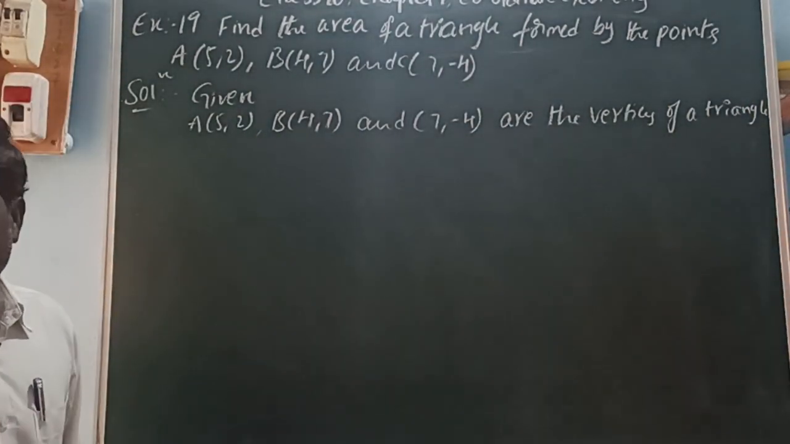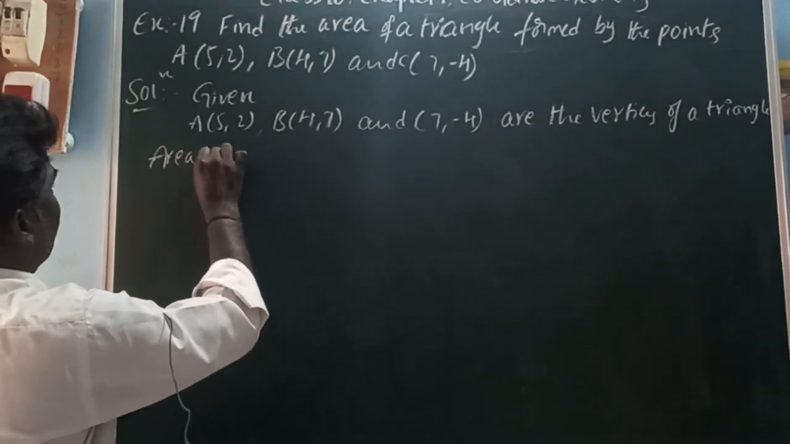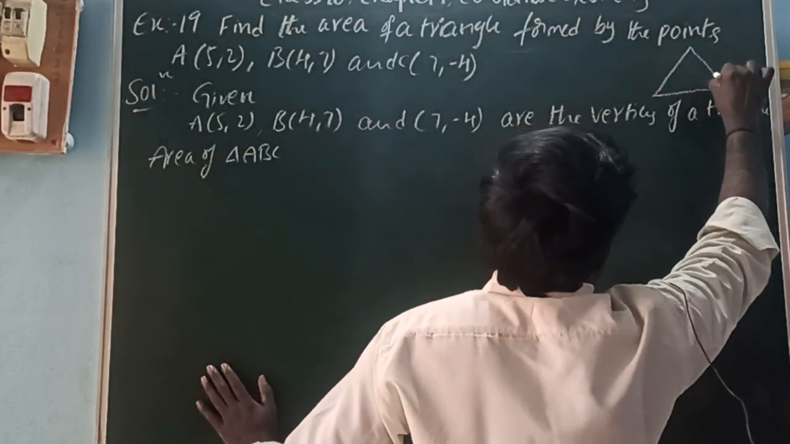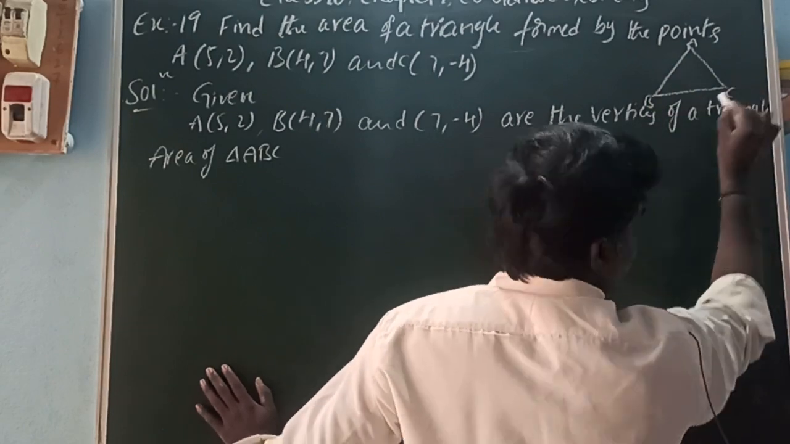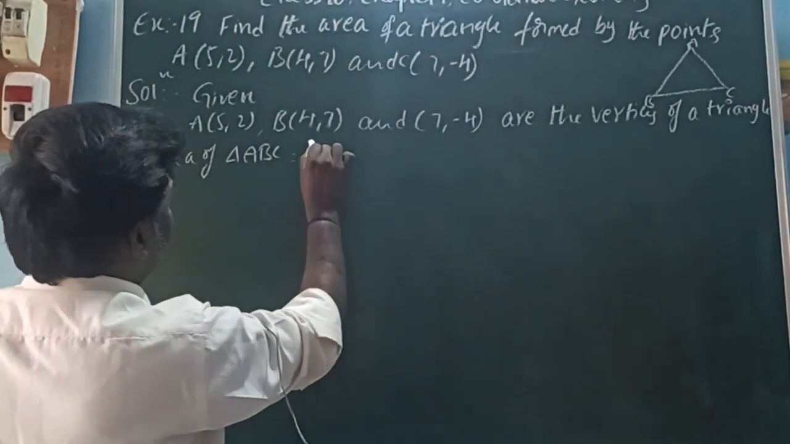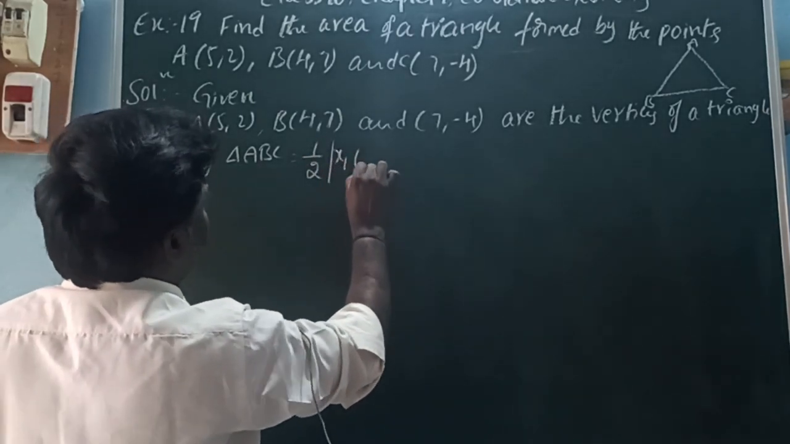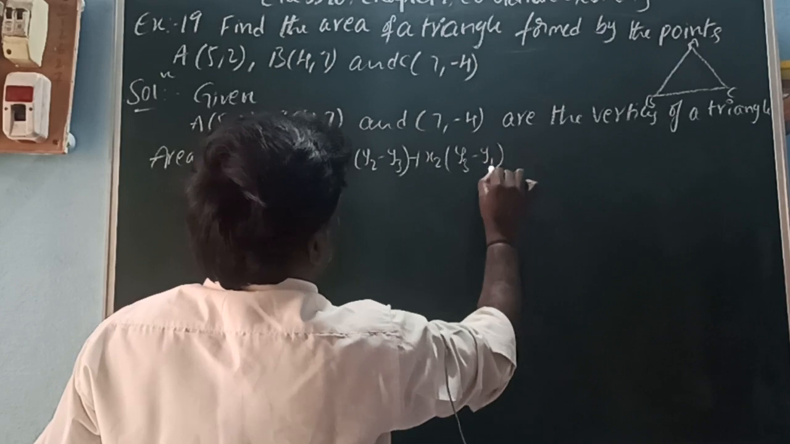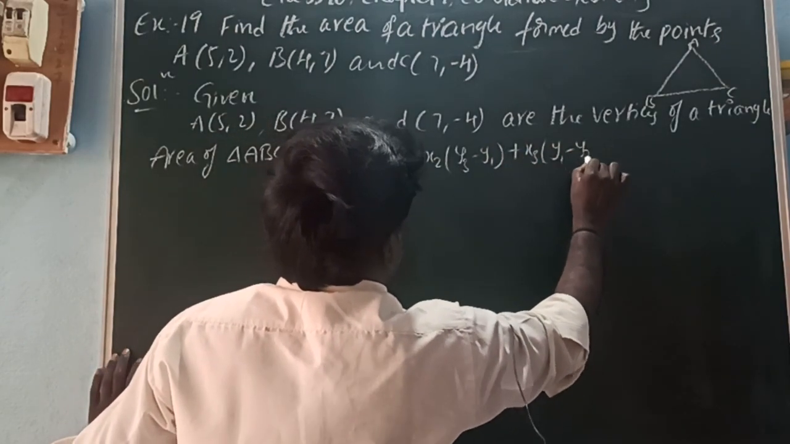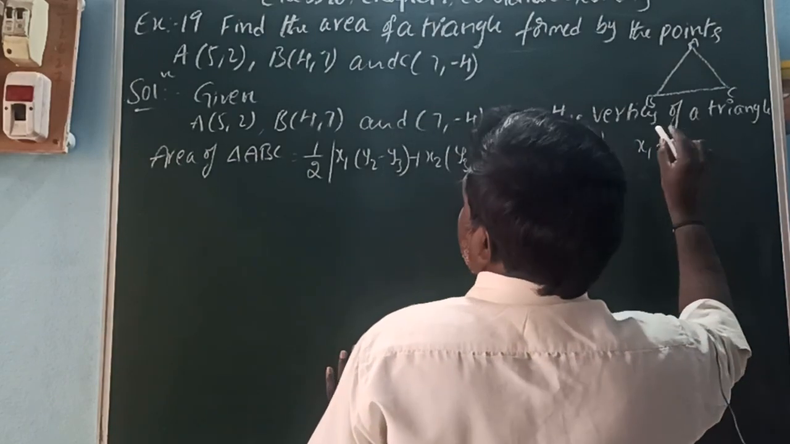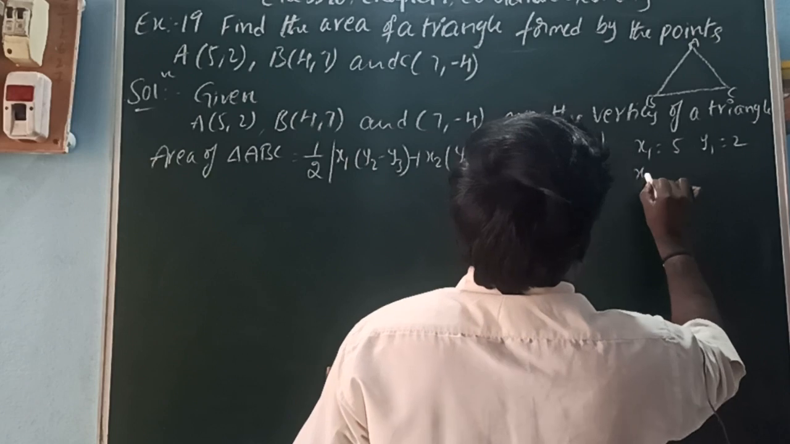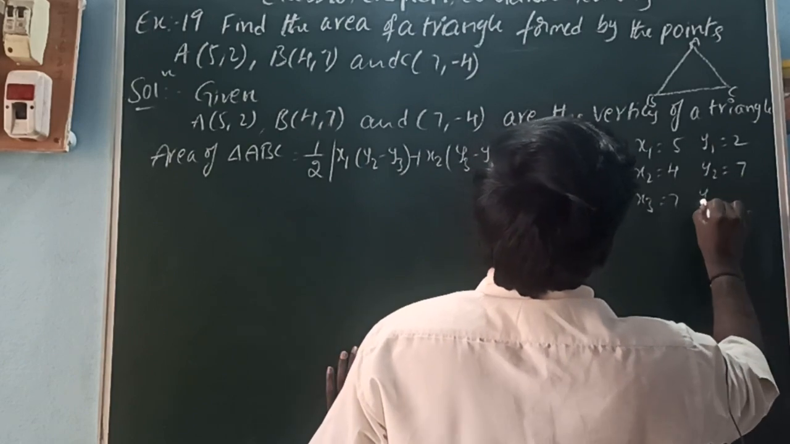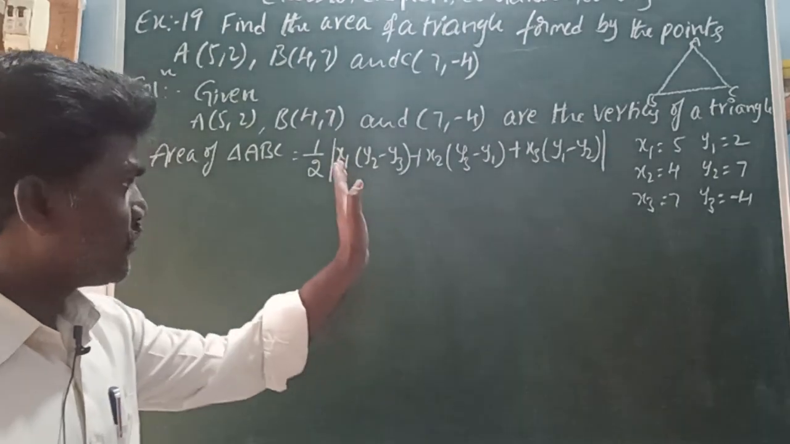So what are they asking? Area of the triangle ABC. So area of triangle ABC, what is the formula? 1/2 modulus x1 of y2 minus y3 plus x2 of y3 minus y1 plus x3 of y1 minus y2. So here x1 is 5, y1 is 2, x2 is 4, y2 is 7, x3 is 7, y3 is minus 4. These coordinates we can substitute in the given formula.